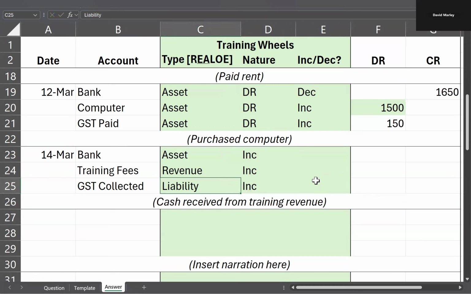All three of those are increasing because the bank goes up when I receive money. My revenue activity goes up when I conduct that revenue activity, and the amount that I owe the tax office goes up as I collect GST. Got those in the wrong thing though, don't I? All right, so assets are debit, but everything else is a credit except an expense. We don't have any expenses.